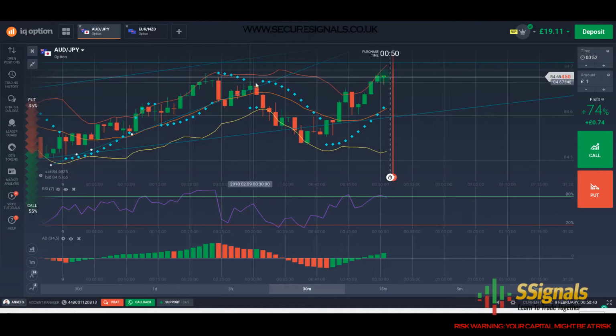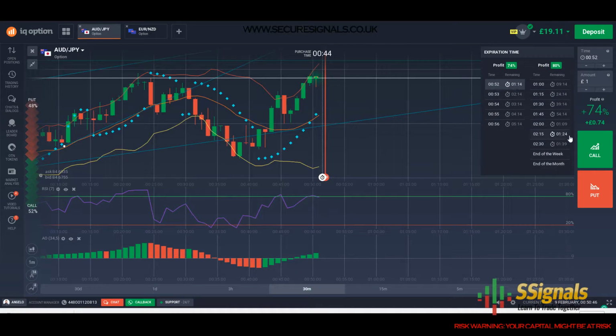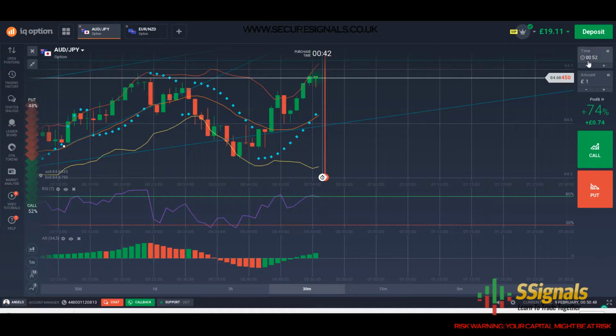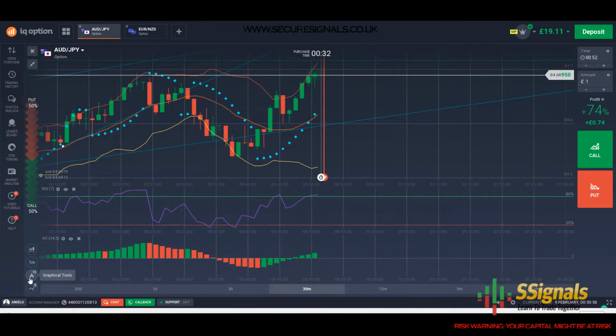Okay, price is here. So what we could actually do, depending on this close, we're either going to enter a 1 minute put from here, or a 2 minute put, depending on the close. Create like a double top formation. Okay, guys.